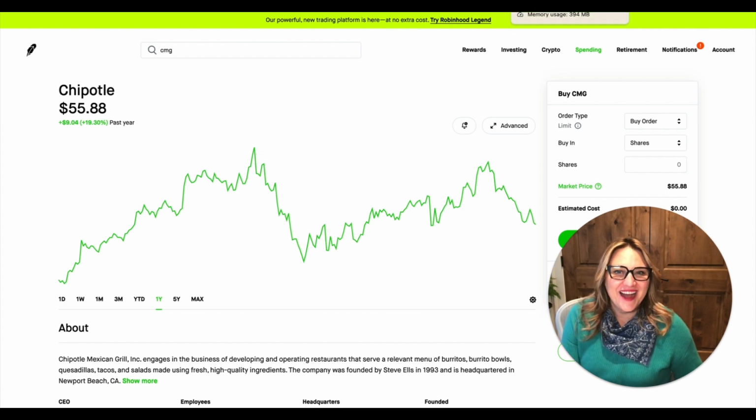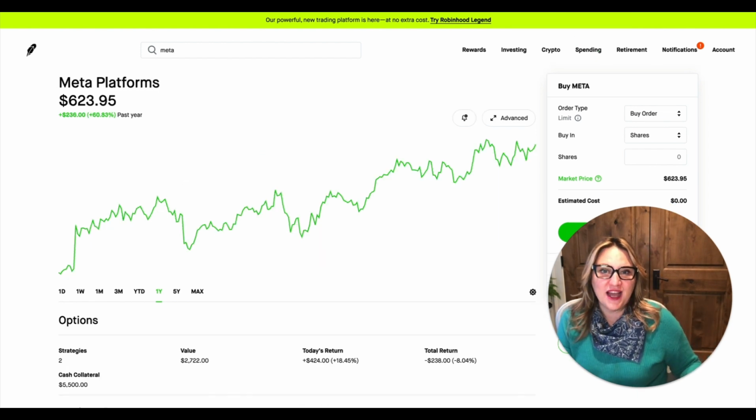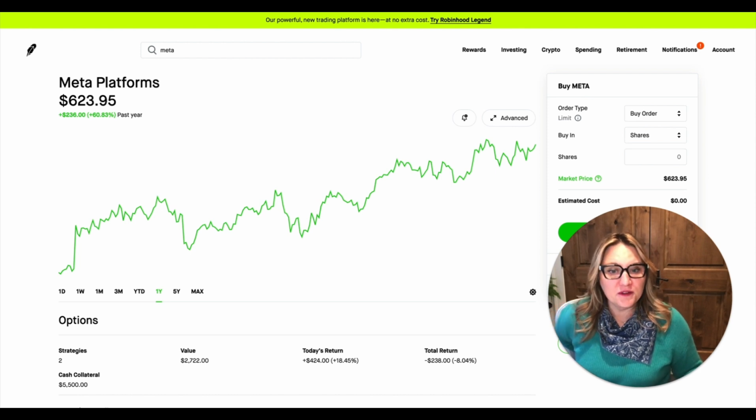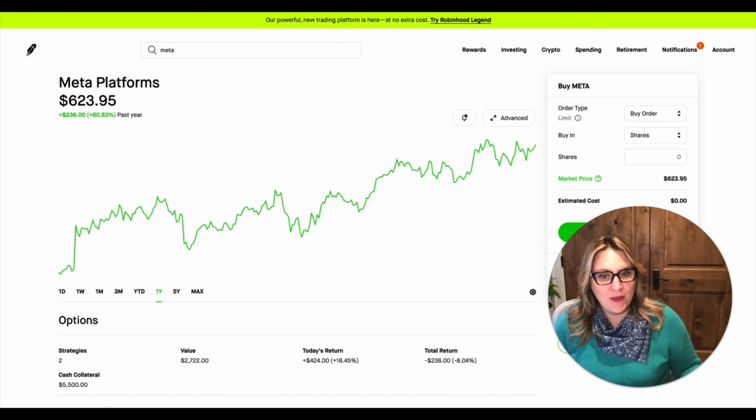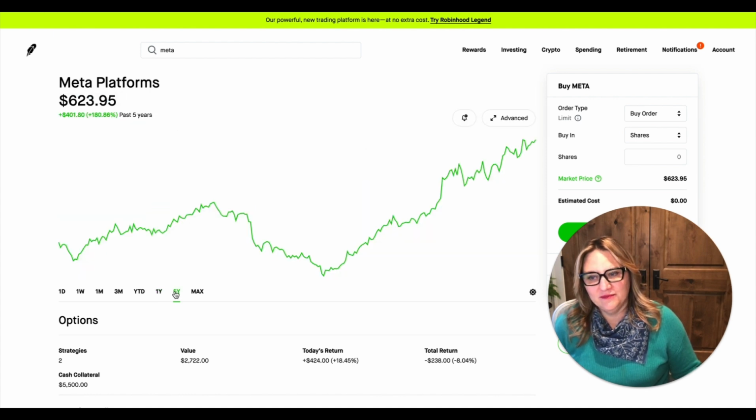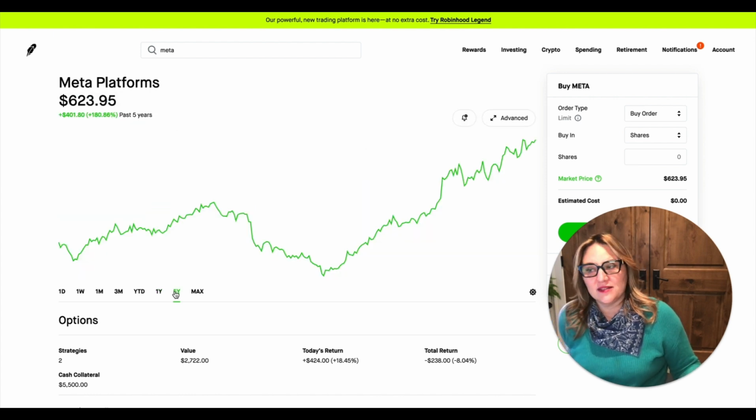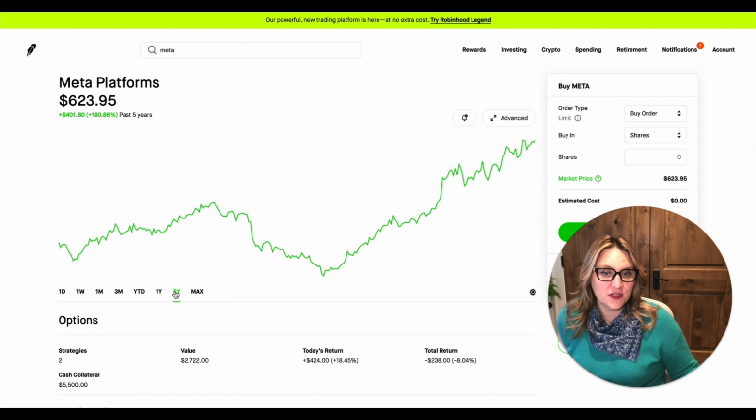All right, so now we are going into the higher premium, very, very high premium stocks with Meta, which this stock has been, here we are getting into the stocks that have really high returns on their 5-year.